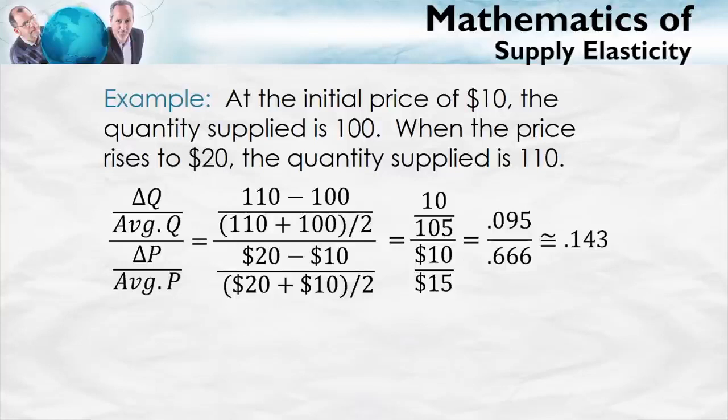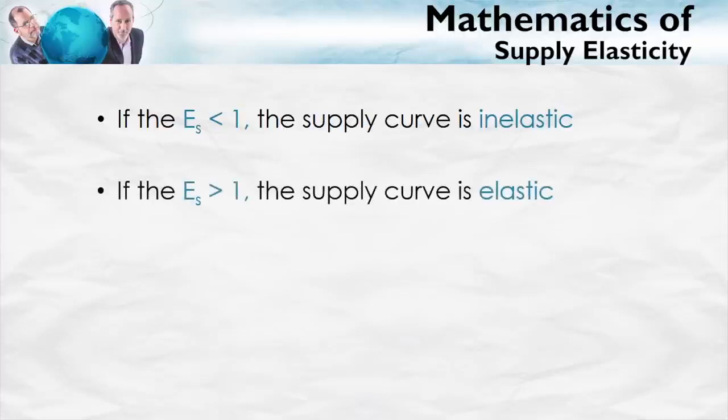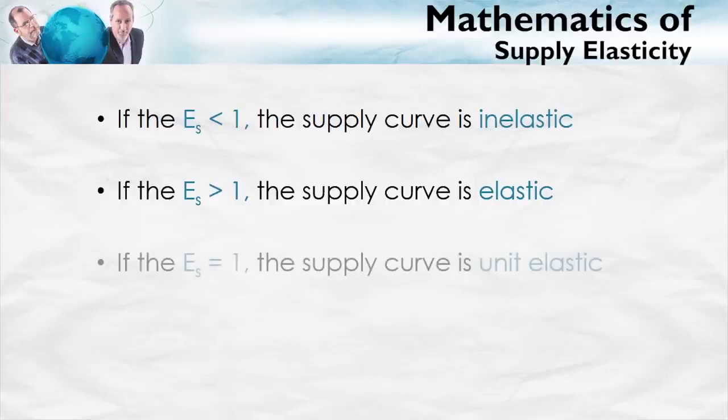0.143. As with the elasticity of demand, if the elasticity of supply is less than 1, the supply curve is said to be inelastic. If it's greater than 1, the supply curve is said to be elastic. If it's equal to 1, said to be unit elastic.